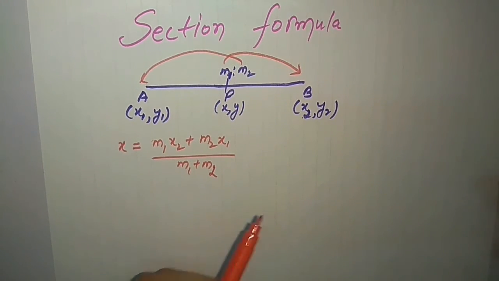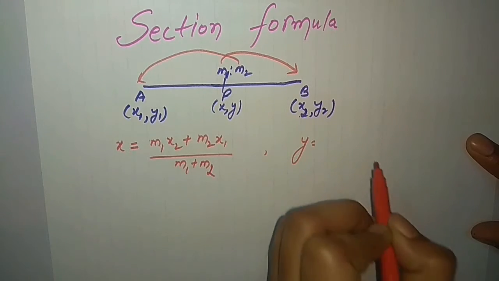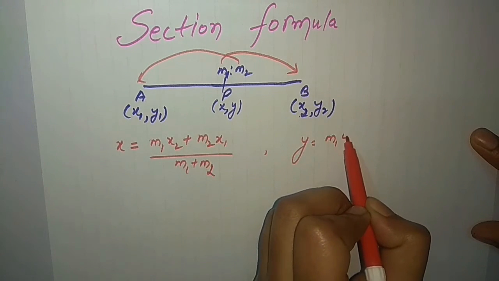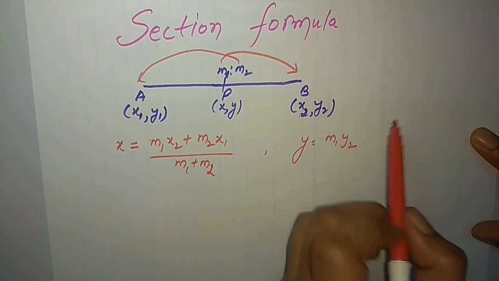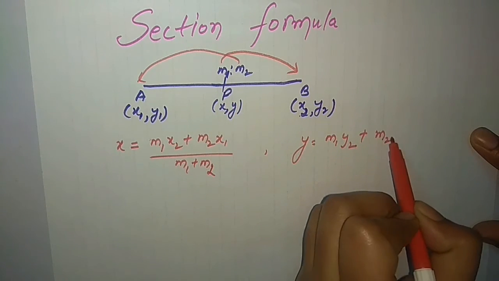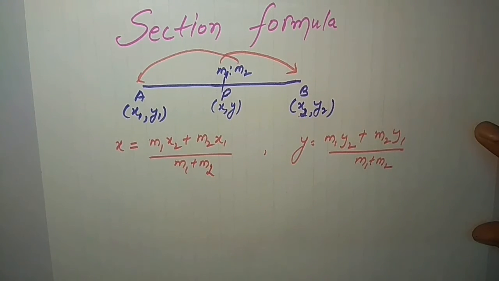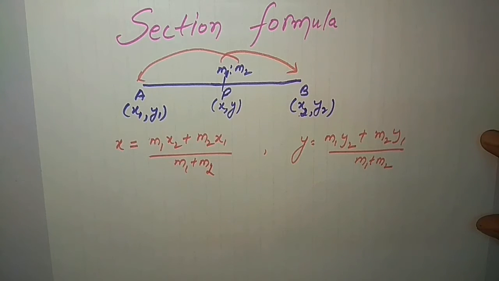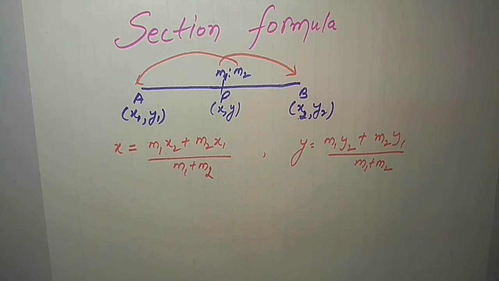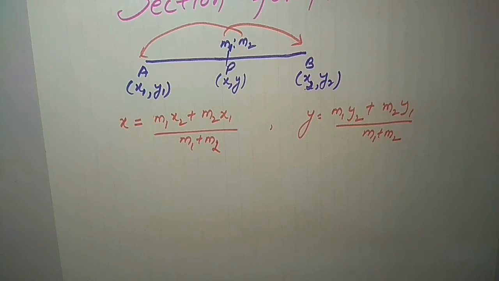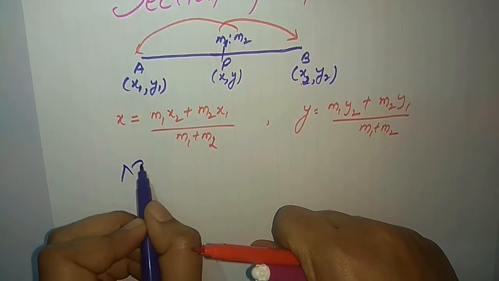Now how to write the y coordinate? That is M1 y2 plus M2 y1 upon M1 plus M2. This is the y coordinate. This is the section formula, and by using this we are going to do exercise 7.2. And there is one more important concept, the midpoint formula. It is very easy.